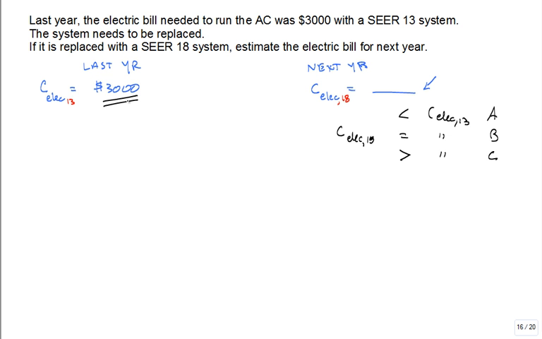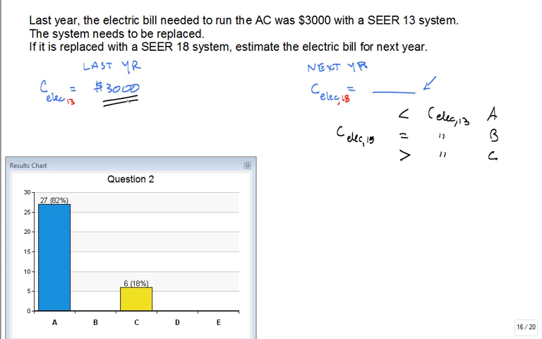All right, I'm ready to tabulate. I hate to say it, but not everybody's correct. All right, let's put it out there. I don't know why 18% think that the higher efficiency unit's going to cost more to run. But it's going to cost less to run, isn't it?